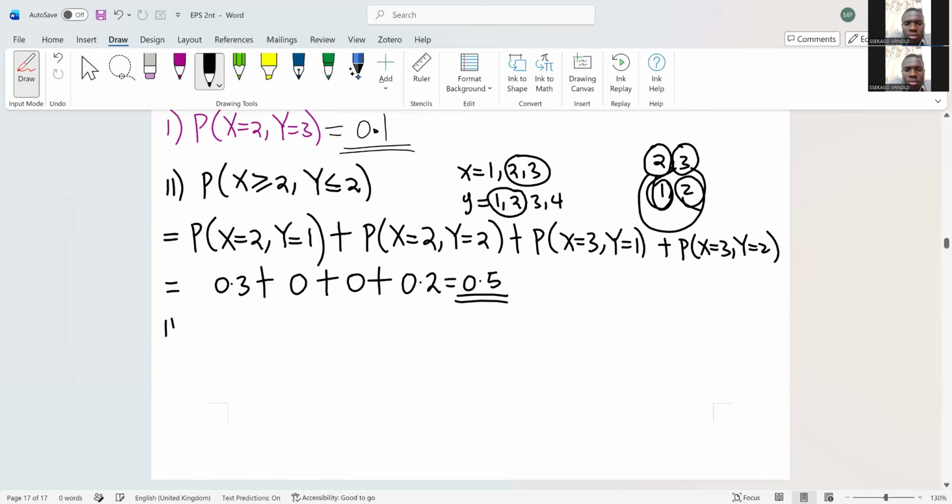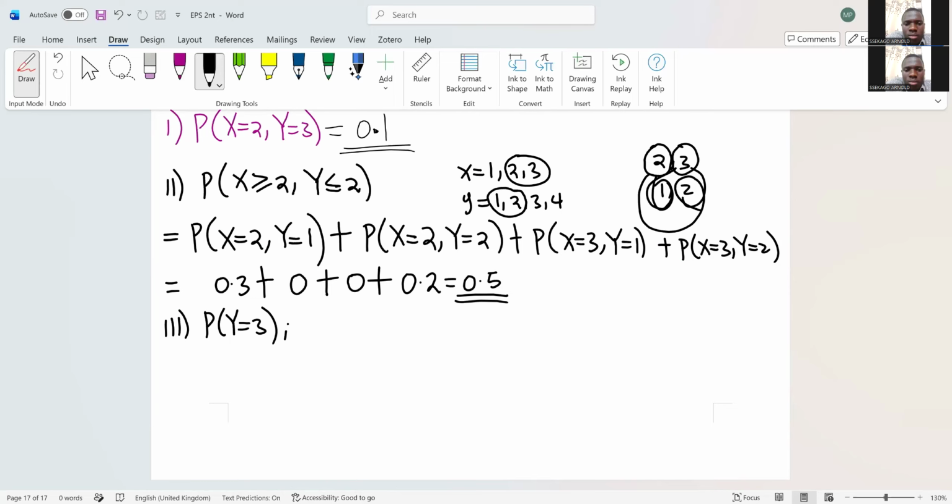Part 3, the probability of y equals 3. Now, in this case, y is fixed. Y is 3. Remember, y was taking values 1, 2, 3, and 4. Now they are choosing one value, y equals 3. So meaning that here we look at it. Remember, this is joint. Even if y is fixed, y is still considered jointly with x.